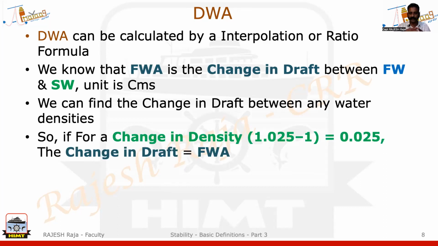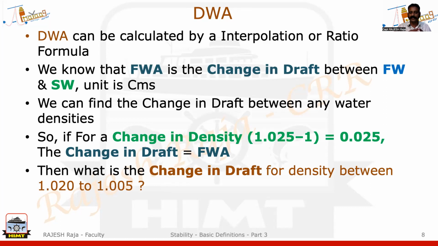Let me put it in the form of a question. For a change in density between 1.025 and 1, which is equal to 0.025, the change in draft is the freshwater allowance. Then what is the change in draft, let us say, for densities between 1.020 and 1.005? I'm just taking an example; it could be anything. The change in density of 0.025 gives the freshwater allowance. Then what is the change in draft for a density between 1.020 and 1.005?